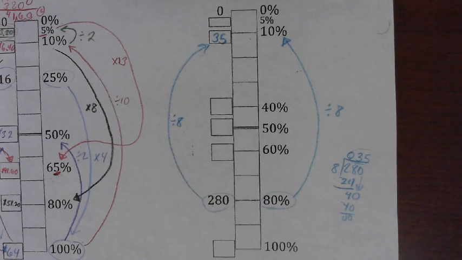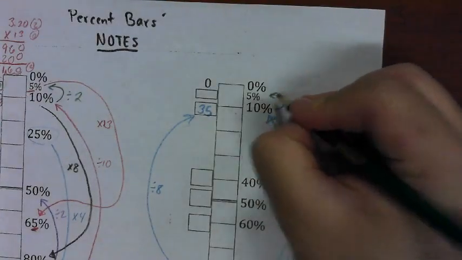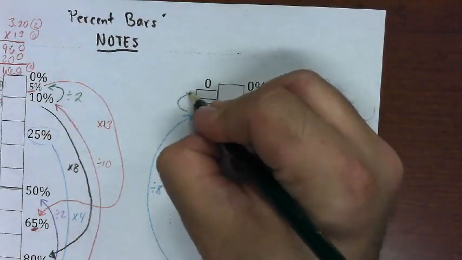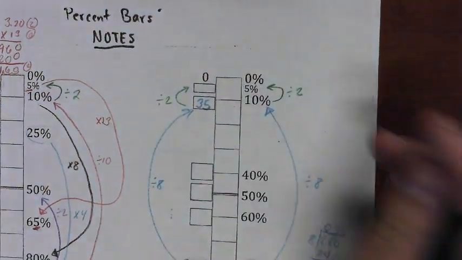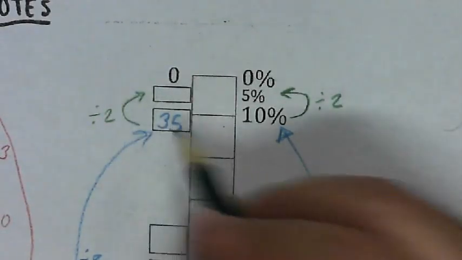So now from 10%, I'm going to jump to my 5%. And the way I'm going to jump with my 5% is going to be by going from 10 to 5, by dividing it by 2. So this $35, I'm going to do the same thing, divided by 2. And I said dollars, but I really meant whatever, right? So 35 divided by 2, half of 35.